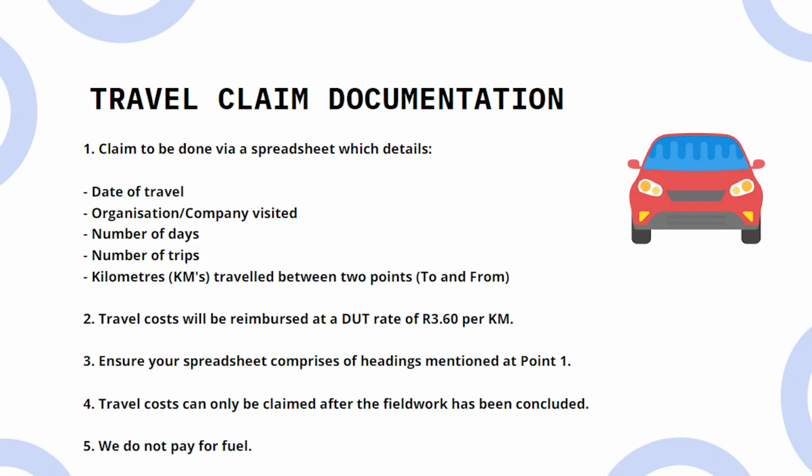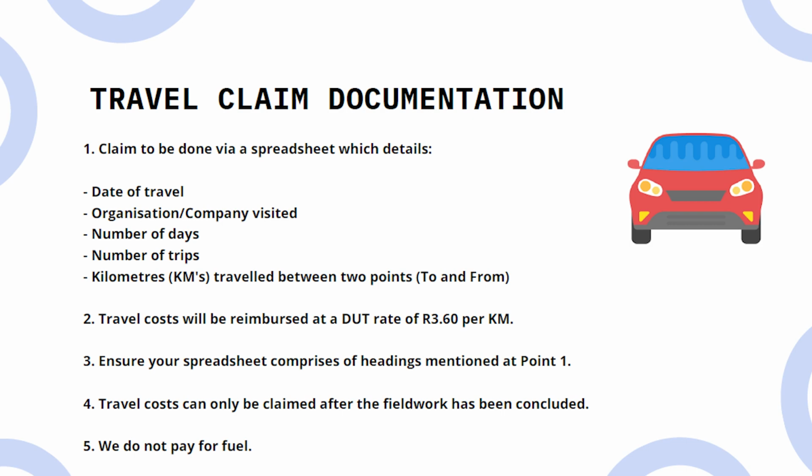Okay, so let's start with data collection. How do you claim for data collection? You just do a spreadsheet outlining the date and the destination that you went to. If you're traveling by a private motor vehicle, you specify the number of kilometers that you traveled. For instance, if you travel from Durban to Pietermaritzburg, we outline the kilometers from Durban to Pietermaritzburg and from Pietermaritzburg back to Durban again.